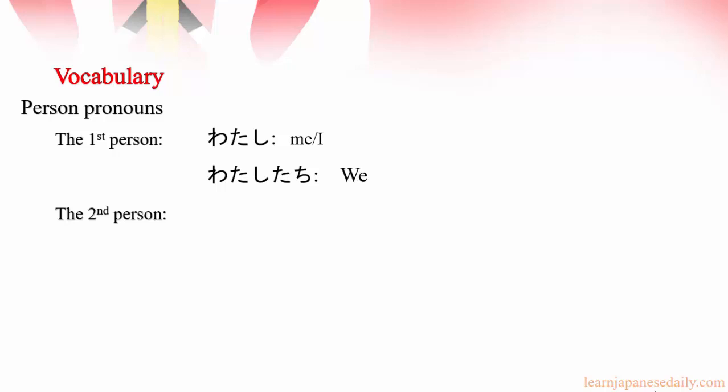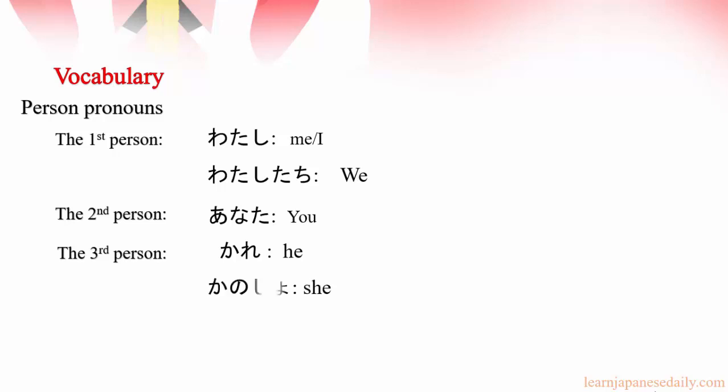Second person, あなた. This word is only used in case you meet a person for the first time and you don't know who she or he is. Third person is 彼, which means he. 彼女 is she. あの人 means that person.